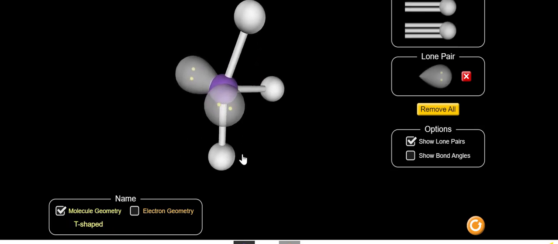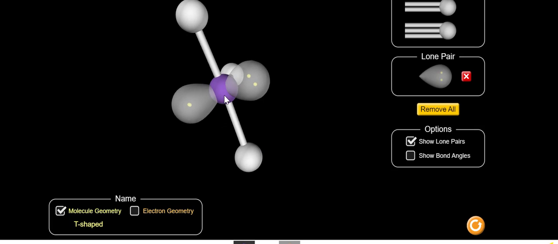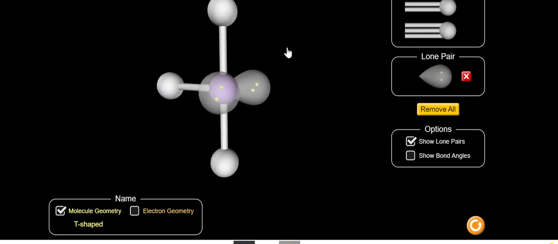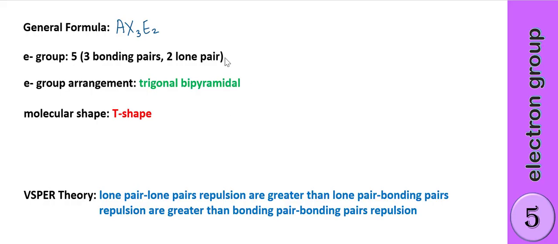Okay, so as you can see here, the shape now becomes the T shape. So to draw the T shape in 2D, originally this is the trigonal bipyramidal. So I'm going to remove these 2 bonding pairs and replace them with 2 lone pairs. Easier. And then put the bonding pair here.